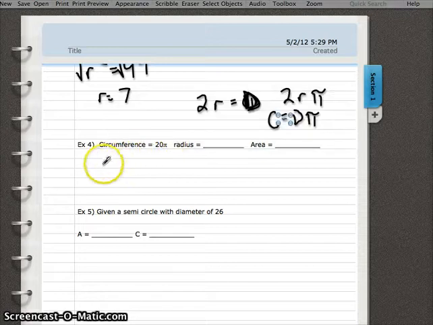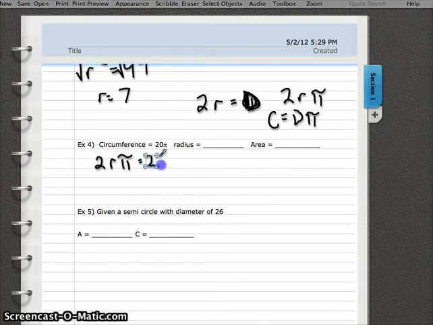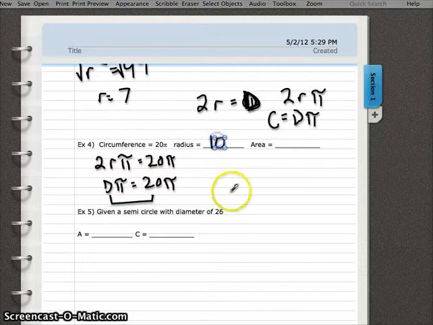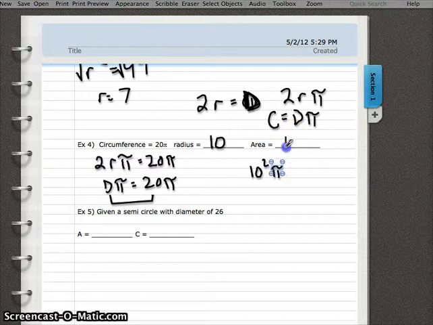Circumference, 20 pi. So we know that 2r pi equals 20 pi, or just d pi equals 20 pi. So if we set it up using that little cheat, hopefully you can see here that really the diameter is 20. So the radius is always half the diameter, so the radius is 10. The area would be that radius squared, or 10 squared times pi. So our area would be 100 pi.